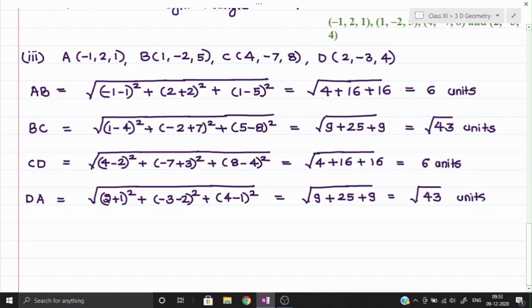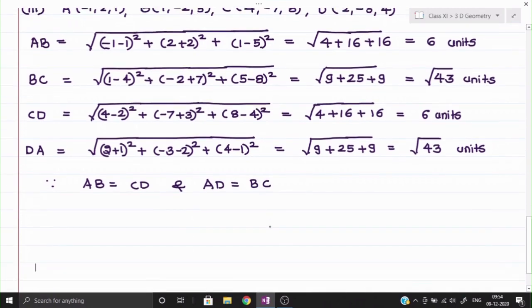Units. So we can say that since AB is equal to CD, and one more thing, AD is equal to BC. So we can say here, therefore ABCD is a parallelogram.